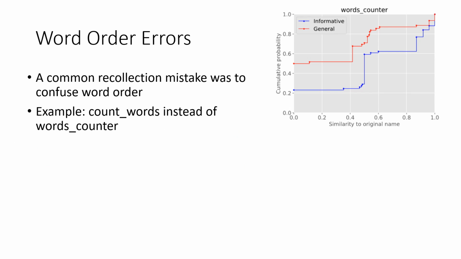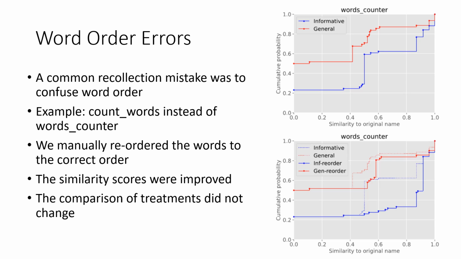You might have noticed that some of the distributions of results have large steps. These are modes in the distribution of results, where many subjects made exactly the same mistake. In some cases, this was to recollect the words in the name in the wrong order. For example, instead of words counter, many subjects remembered count words. To see the effect of this type of mistakes, we manually reordered the words in all of the names to reflect the correct order. As a result, the similarity scores were improved. However, the qualitative results concerning which treatment was better did not change.